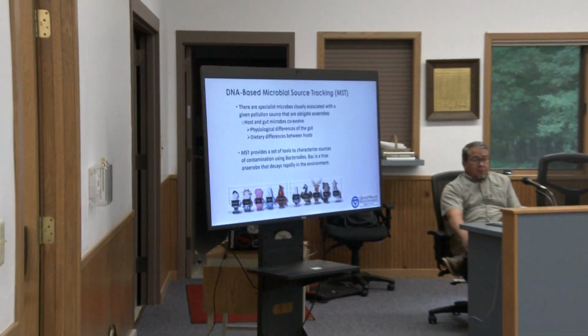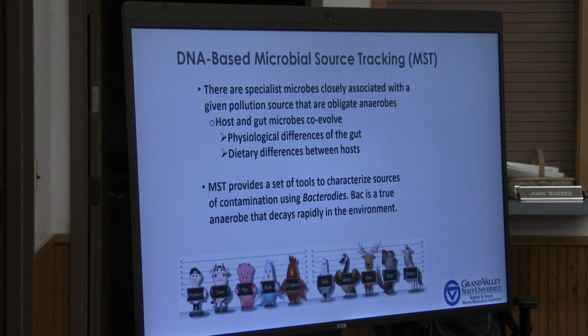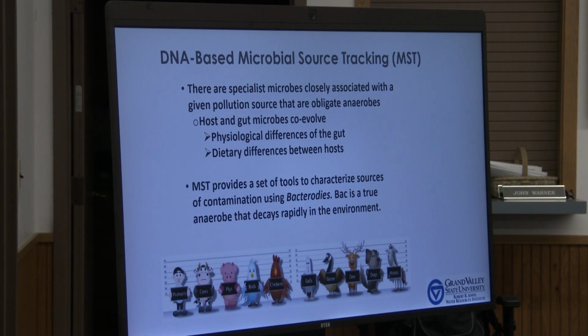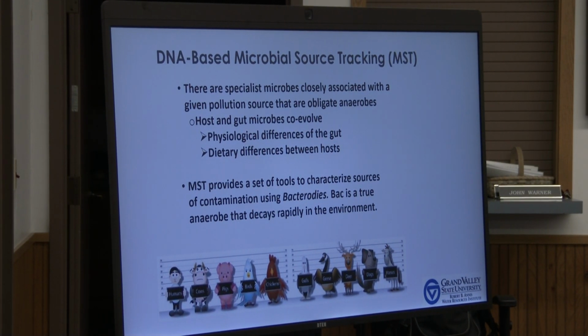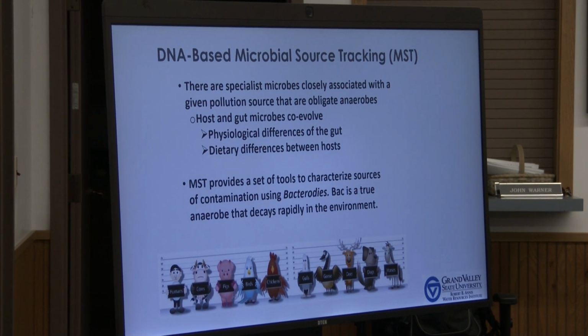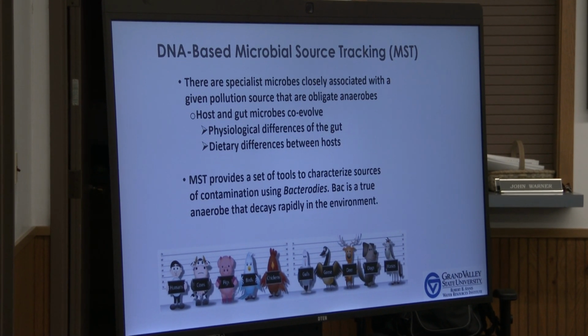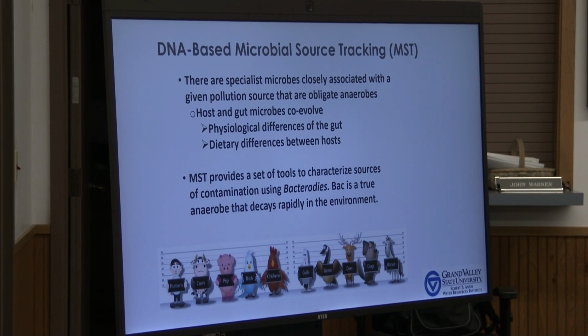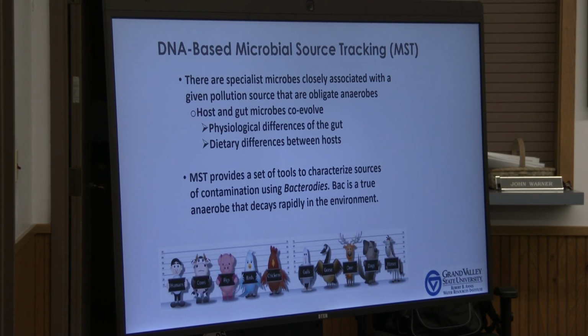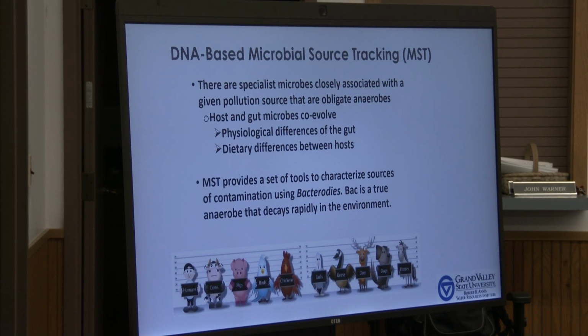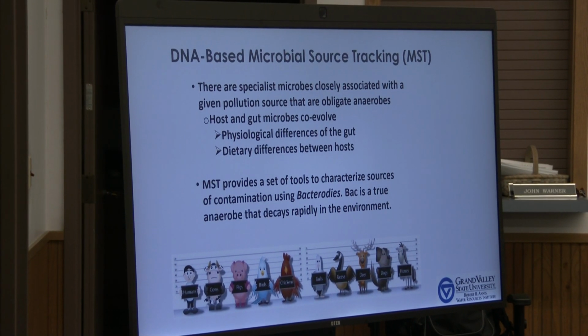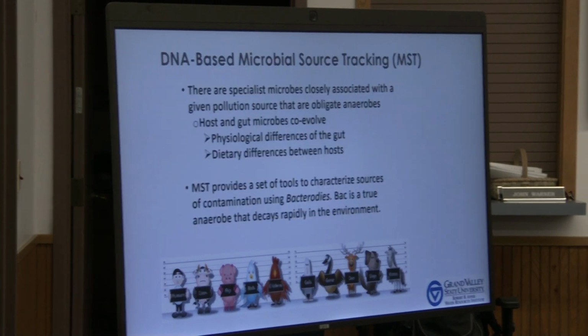With our DNA-based processes, we can actually look at a special microbe closely associated with a host. So everybody's intestinal tract is based on its diet and its ecology. So there's physiological differences in the gut bacteria in all these different animals. And microbial source tracking, or MST, gives us the ability to differentiate between all these cast of characters.